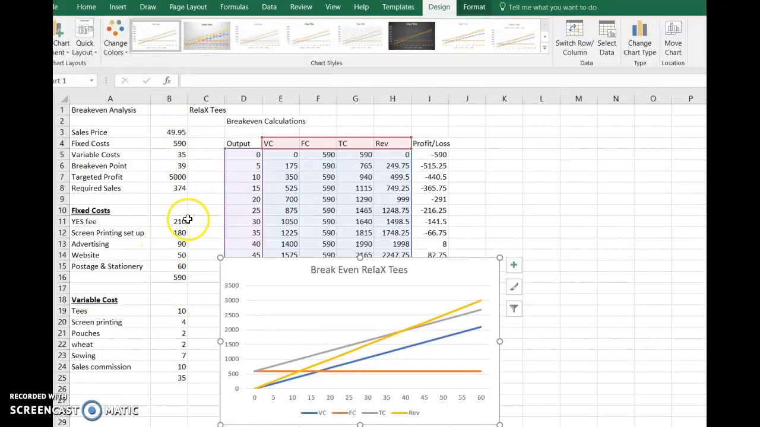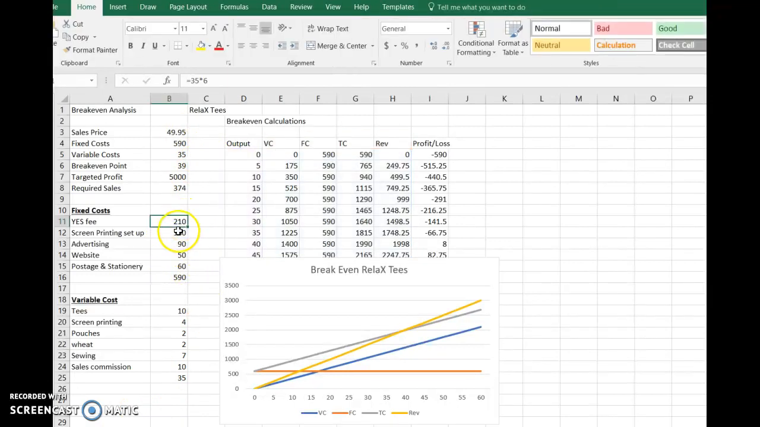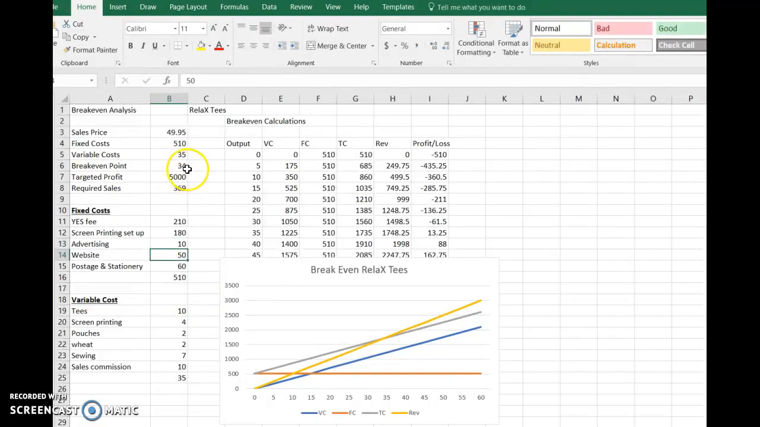Let's try and screw down on some of these costs then. So our yes fee, unfortunately that's fixed, we can't change that. Screen printing, probably can't change it either, but at the moment, for the first 60 anyway, let's give the advertising guys a budget of $10 to produce some posters. Note that we went from 39 down to 34, need to sell 5 less.